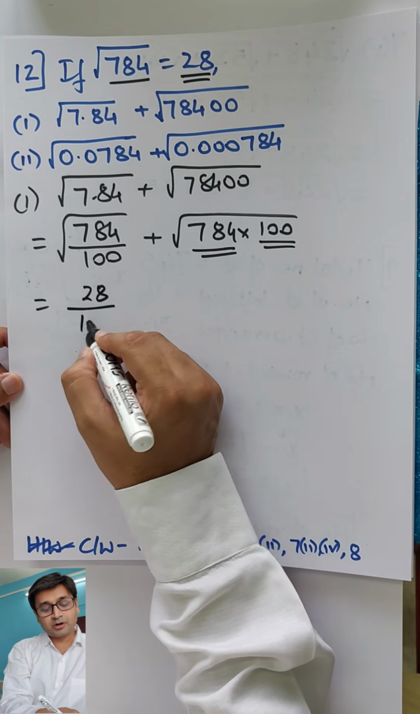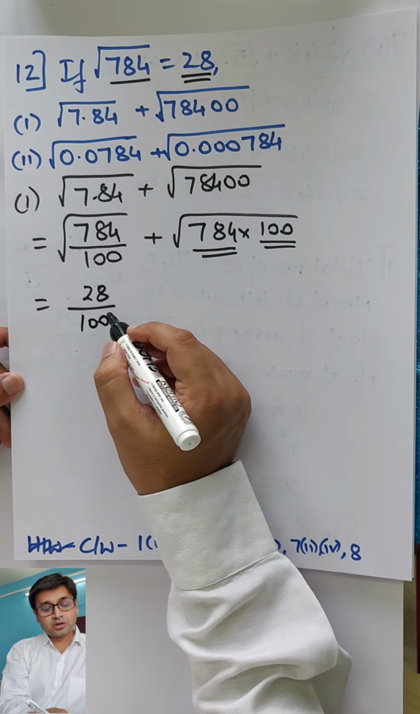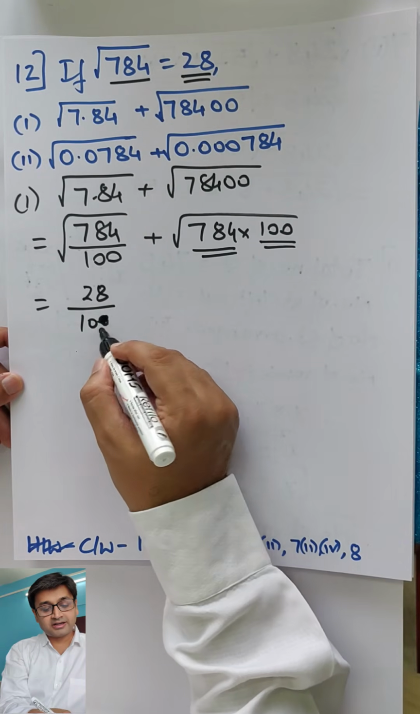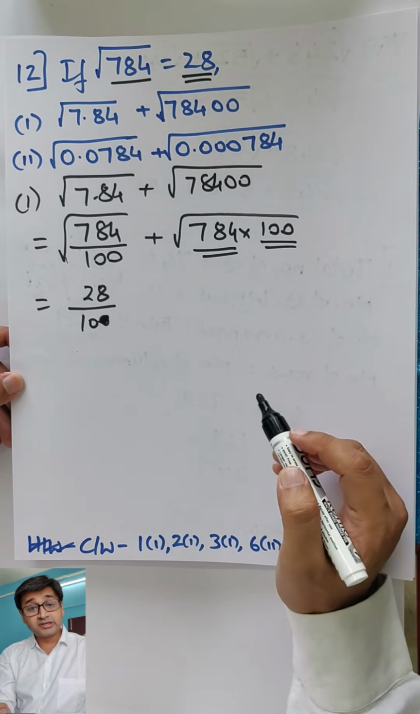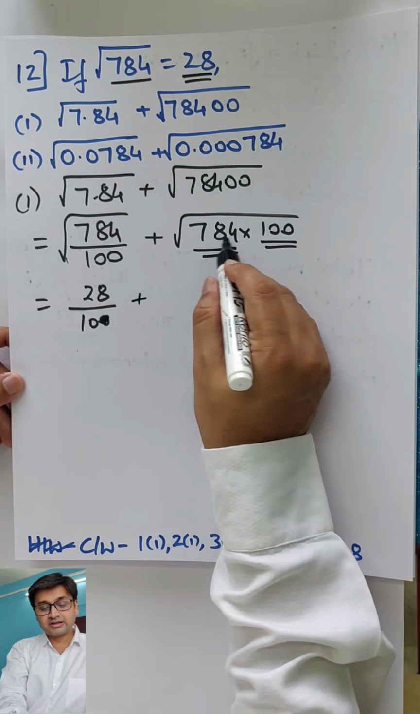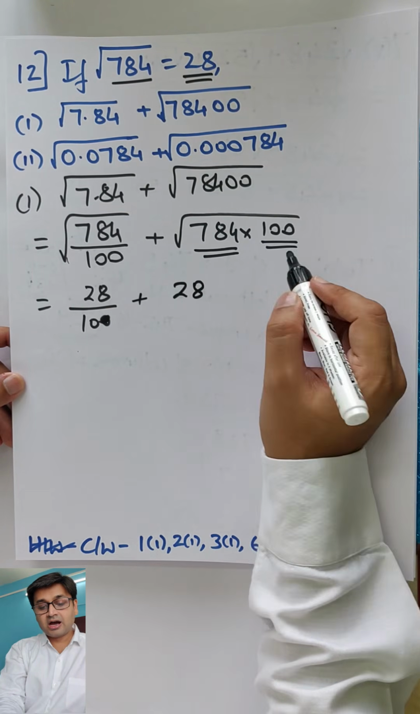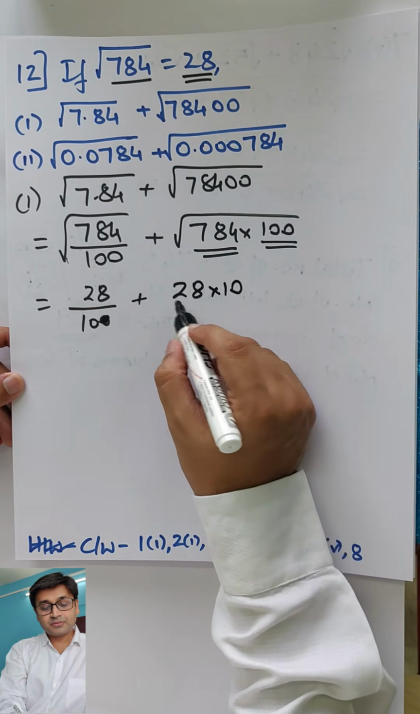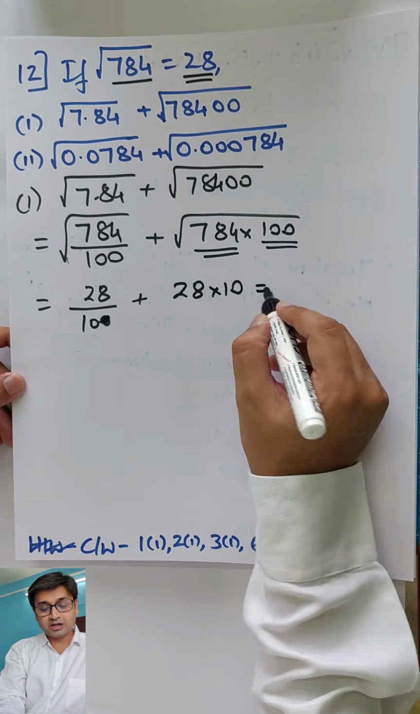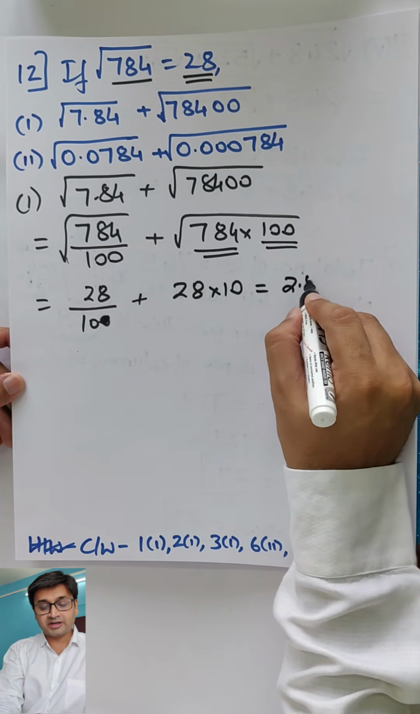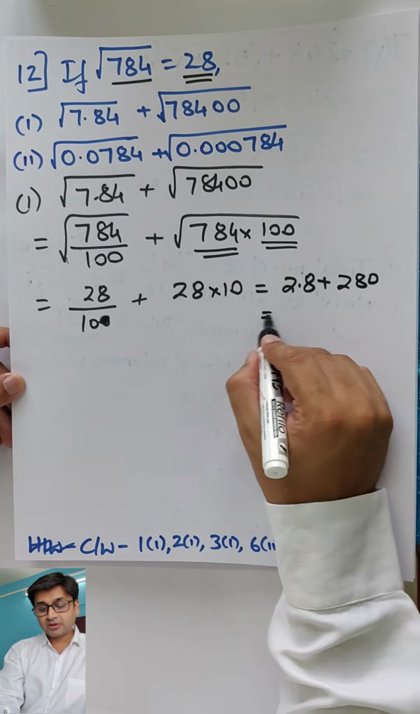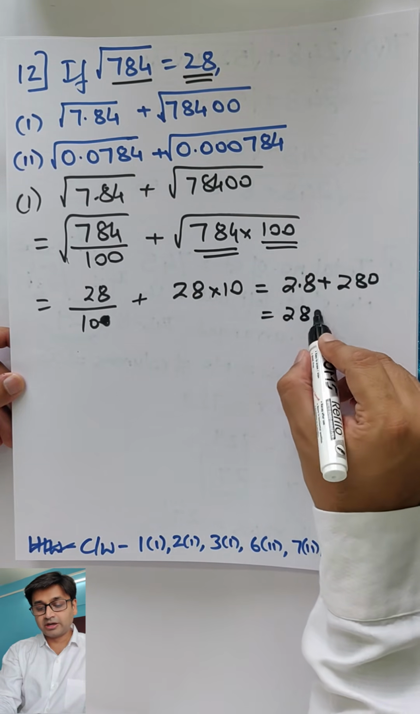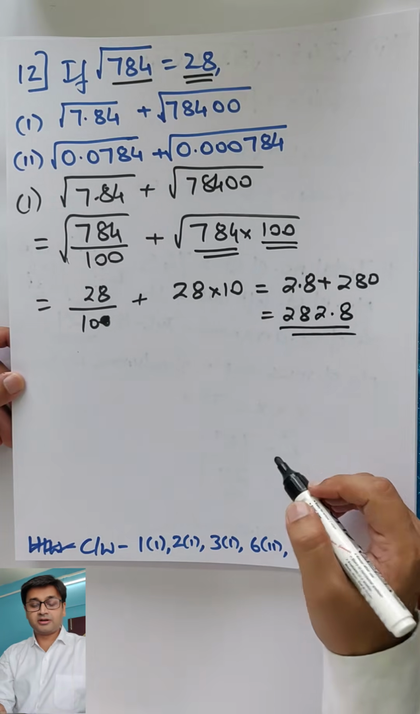What is 784? 28 upon 100. So 1 minute. The root of 100 will not be 100, it is 10 because we are taking the root. So root of 784 is 28, and root of 100 is 10. Likewise here root of 784 is 28, and root of 100 is 10. We've removed the roots. Now this will become 2.8 because of one decimal, and this will become 280. So what will be my final answer? 282.8.